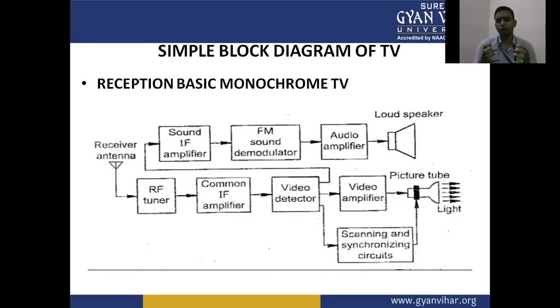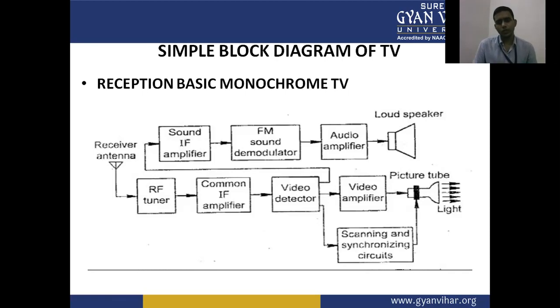This signal is received by the receiver antenna. The receiver antenna receives the signal and feeds it into the RF tuner. The RF tuner is a device which tunes the signal to the particular frequency band. Then we have the common IF amplifier, then the video detector and video amplifier. Between the picture tube and the video detector, we have the scanning and synchronizing circuits.